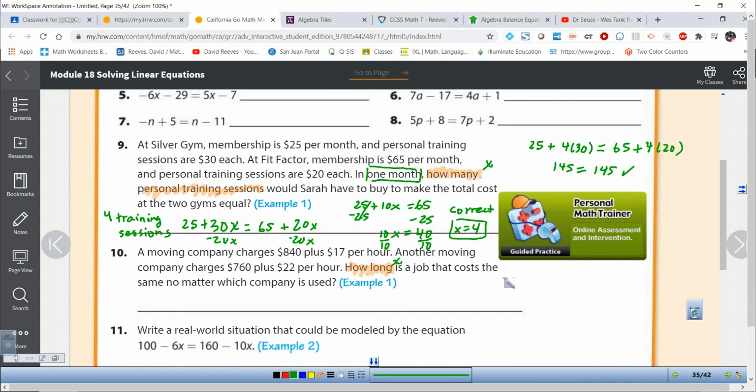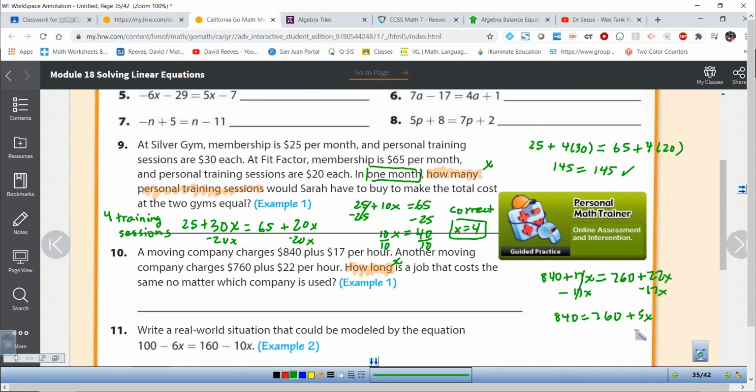So if we take the first company, it's 840 plus 17 per hour. So I'm going to put that x on there, is equal to another moving company, 760 plus 22 per hour. Okay, we want those to be the same. Find the variable term with the smaller coefficient. Do you agree that 17 is smaller than 22? I certainly hope you do agree with that. And I get 840 is equal to 760 plus, what's 22 minus 17? I believe that's 5, right?